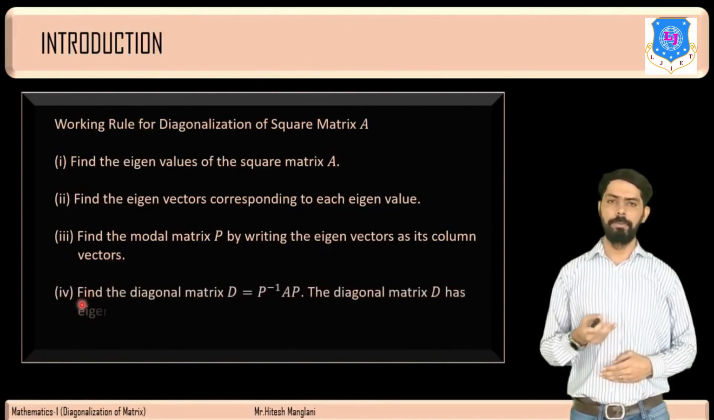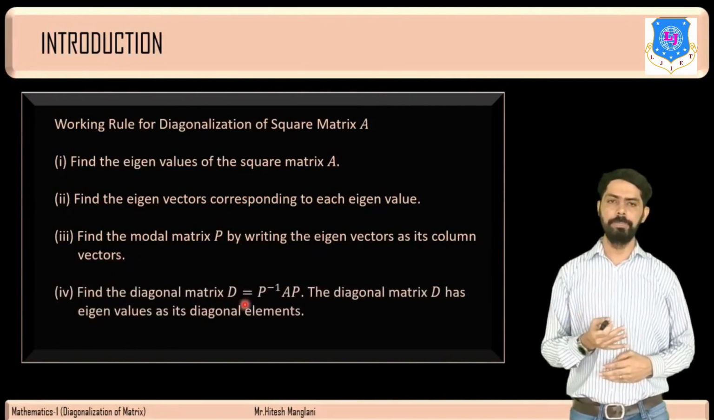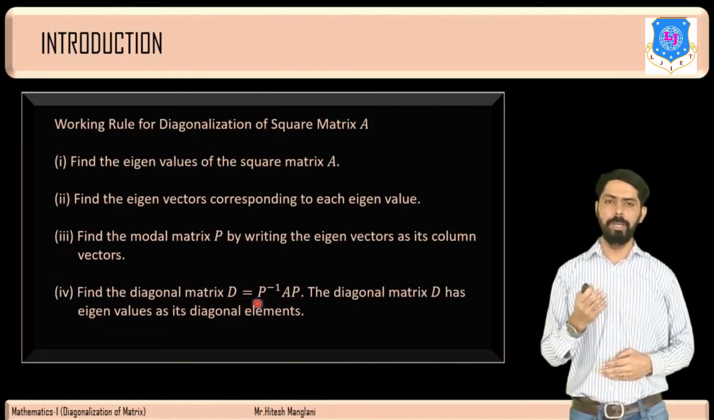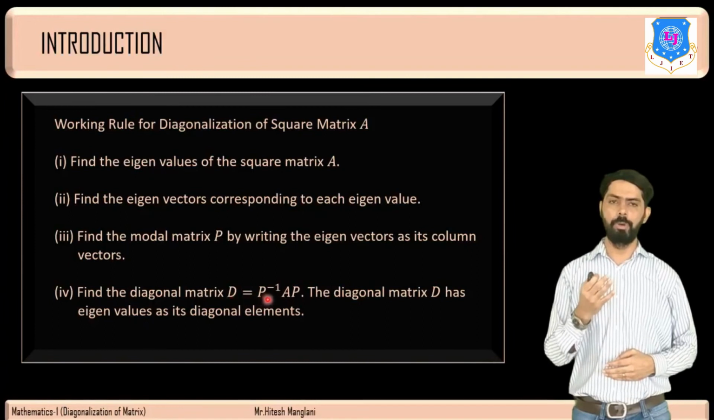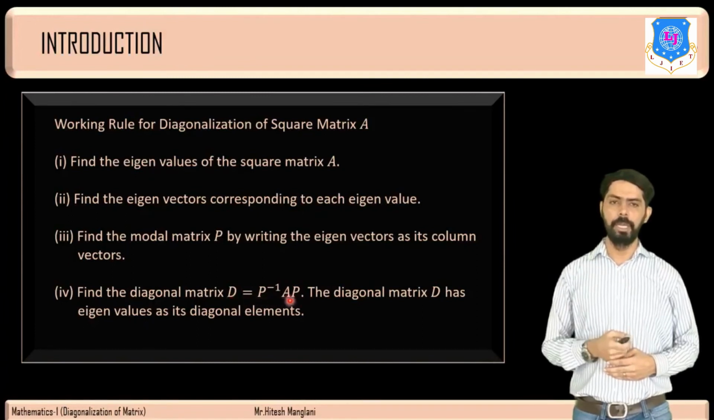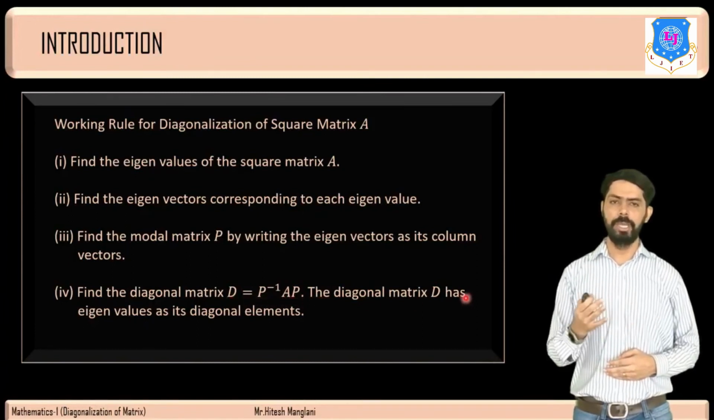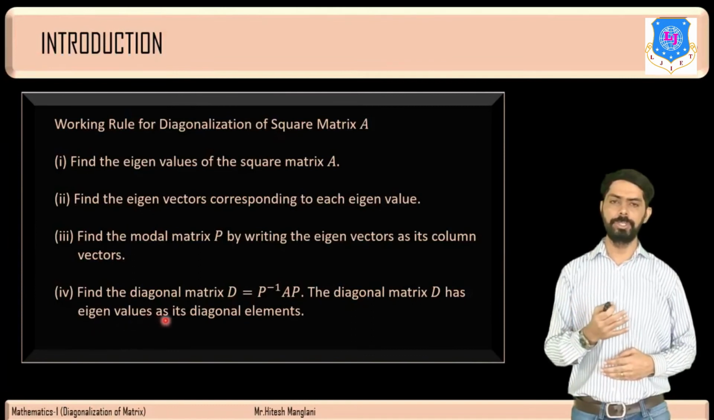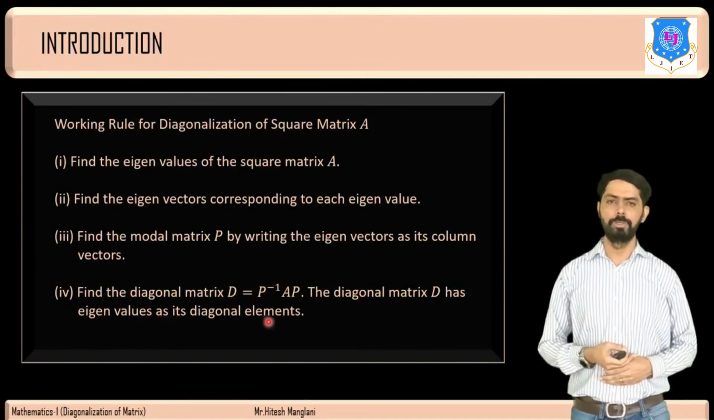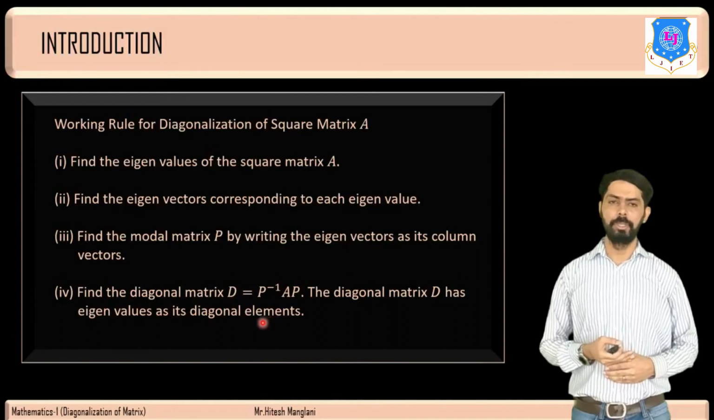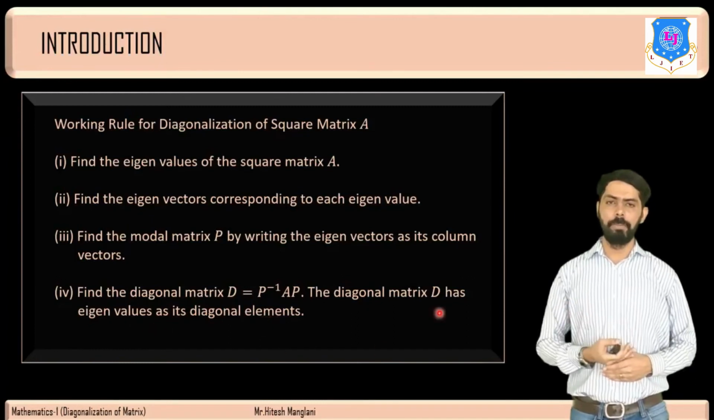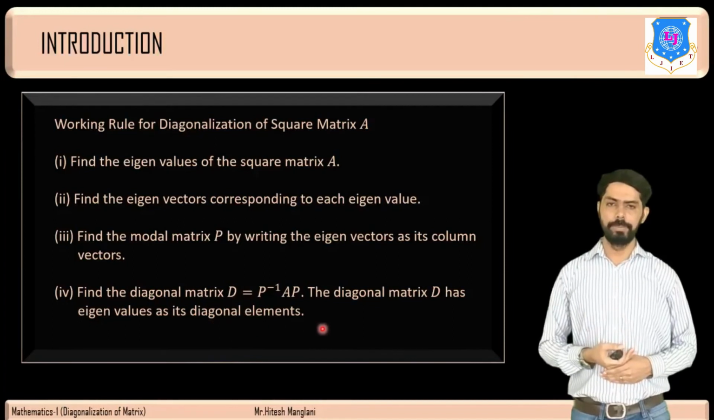And the fourth step, find the diagonal matrix D is equal to P inverse AP. So diagonal matrix D can be found by the product of P inverse, A and P. And the diagonal matrix D has eigenvalues as its diagonal elements. So in the final answer of D, there will be eigenvalues as its diagonal elements.